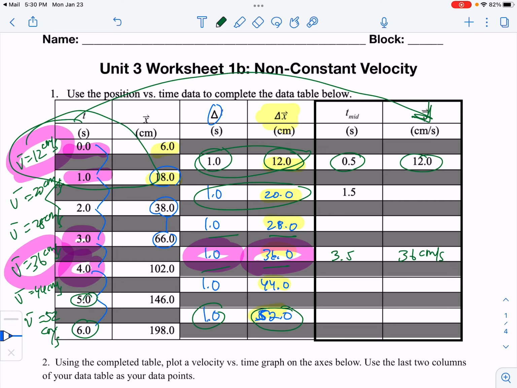That's how I can figure out some things that I can put on my velocity graph. So this is going to be 20, 28, 36, 44, and 52. That's the important part: the average velocity in an interval that I get from here becomes the instantaneous velocity at the middle time of that interval.